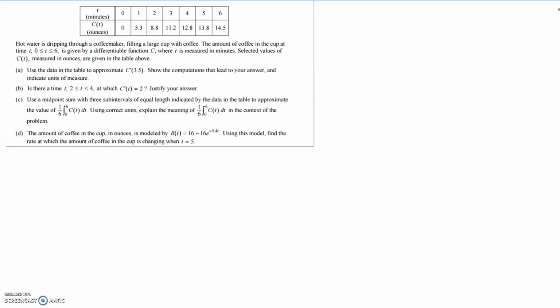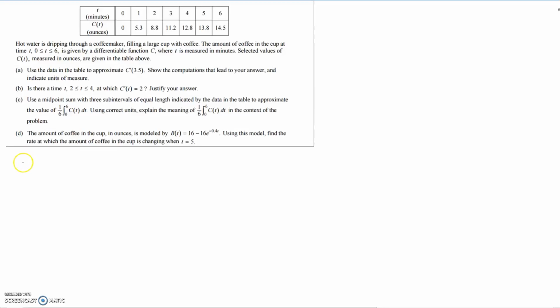This is a database question. This is a non-calculated question as well. Part A asks for C prime, the approximation for C prime of 3.5 using the data in the table. So we want the smallest interval possible, and we also want 3.5 to be centered in that interval, if possible. And so we're going to pick then the interval from 3 to 4.